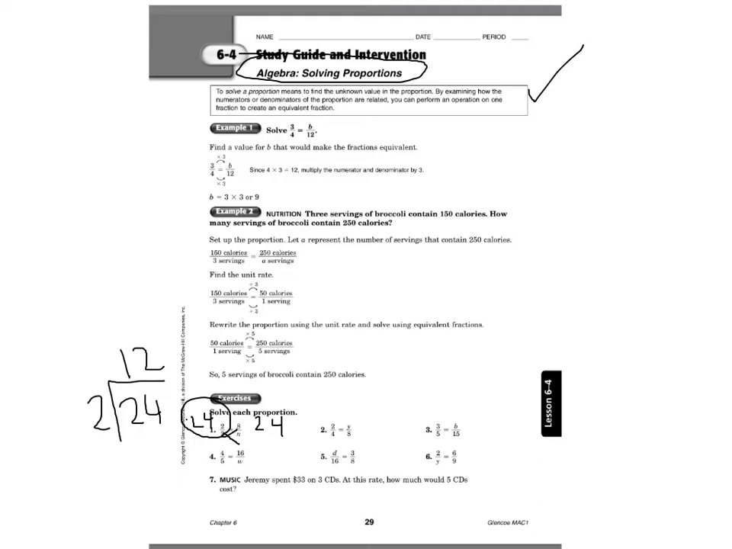And let's see if we can do that a little bit neater. This is called cross multiply and divide. That's what strategy we're using. There's another strategy that we could use, but we're using this one so that you'll be very good at it when you are in 7th grade.